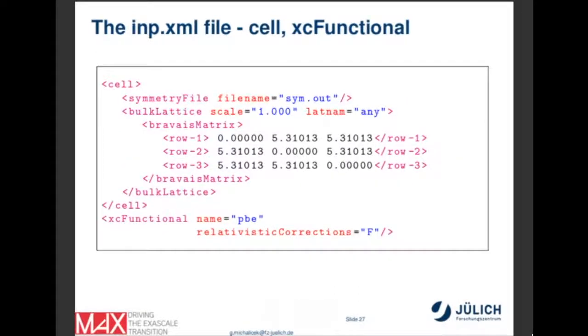Then there is this cell section. There you first specify a symmetry file, or there are the symmetry operations in there, like a list of matrices. Then you can have the Bravais matrix. Well, this obviously is some FCC crystal, and afterwards there is a section for the exchange correlation functional, where you can specify the exchange correlation functional that you want to use, like in this case the PBE GGA functional.